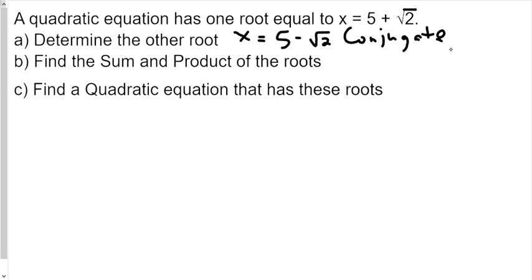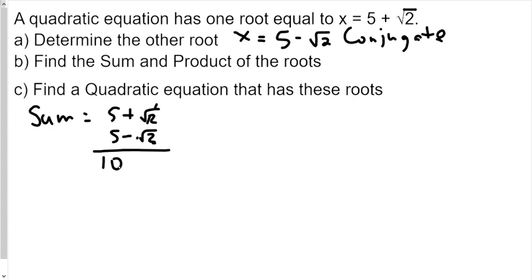So from here we can find the sum and product of our roots. The two roots are 5 plus square root 2 and 5 minus square root 2, so let's find the sum. I like stacking them. When we add downwards, we'll see that the positive square root 2 and negative square root 2 cancel out. So our sum will be 10. Hopefully that's not so bad.